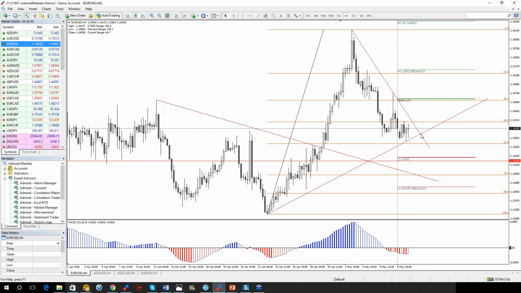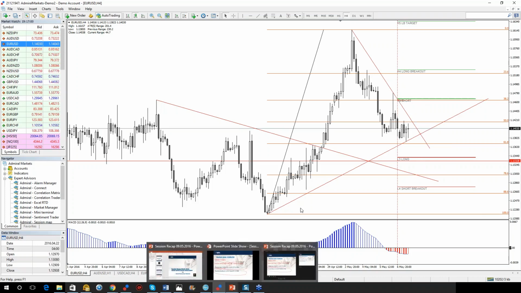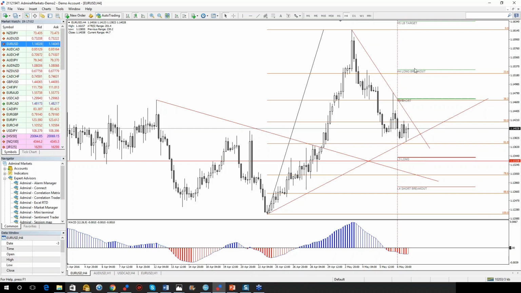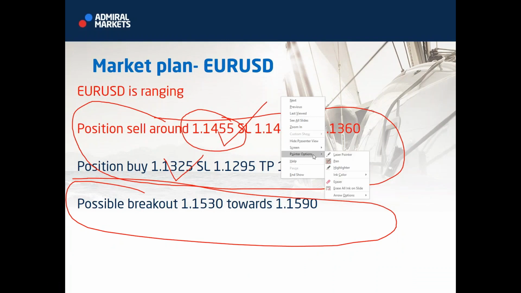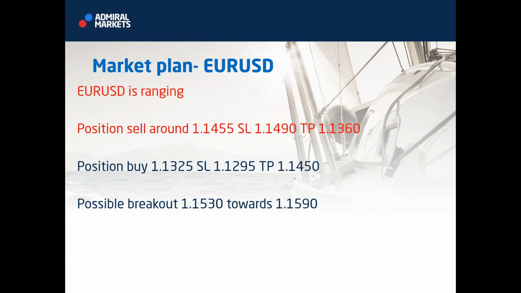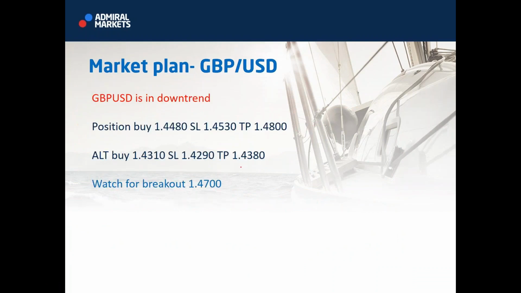You see, either here or there. So this is still a range, and because of the range, we want to be careful. So pay attention to sell, pay attention to buy, and the only breakout is above 1530 here. So let's see what will happen. We don't want to guess, we want to react. So based on our analysis, we will react if something of this happens.